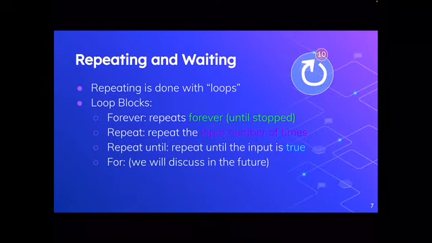Okay, so let's talk about repeating and waiting now. So repeating is done with loops. So the loop blocks in Snap are forever, which repeats a segment of code forever until you use the end block to stop it. There's the repeat block, which repeats the input number of times. So you input the number of times you want something to repeat. There's the repeat until block, which repeats until the input is true. And there's the for block. And we'll discuss the for block in the future.